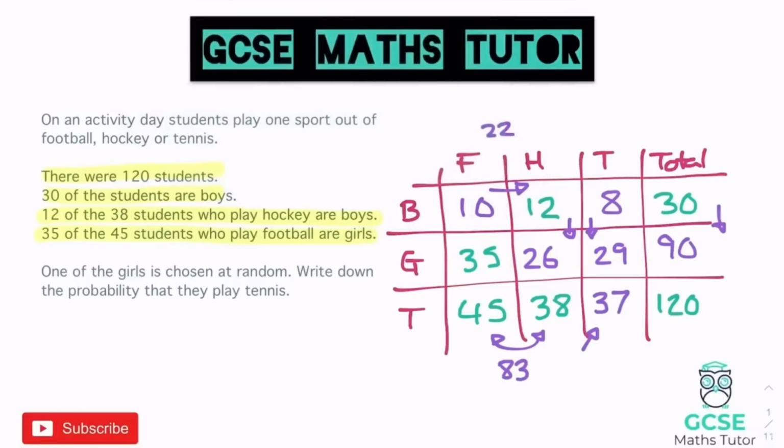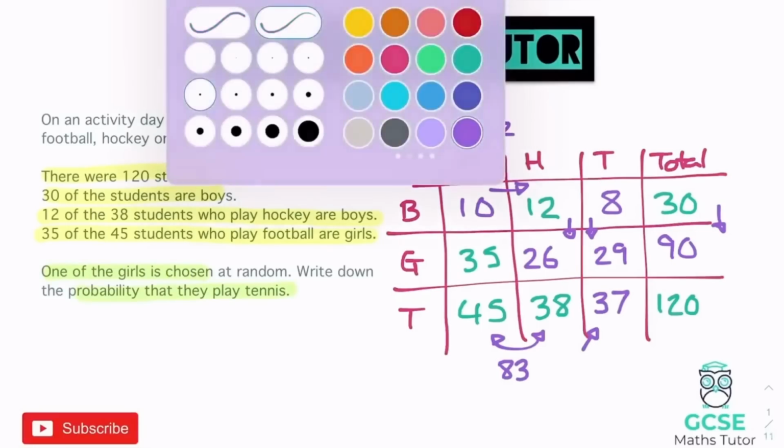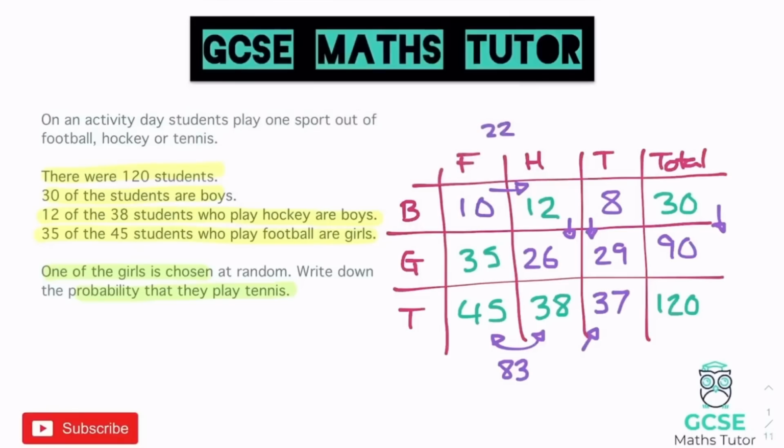And then let's have a look. It says one of the girls is chosen at random. Okay, so one of the girls is chosen. Write down the probability that they play tennis. Okay, so the language is different here, and this is important. It says one of the girls is chosen. So if we have a look, how many girls are there in total? There are 90. So one of those 90 girls is chosen.